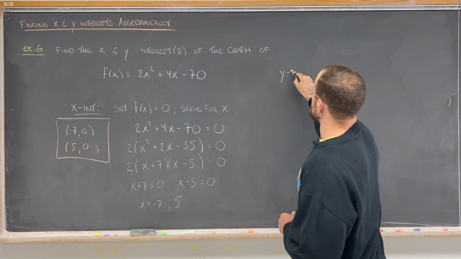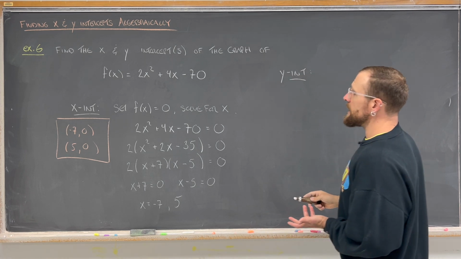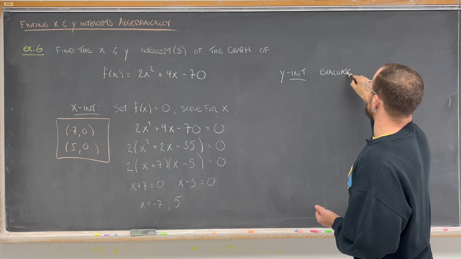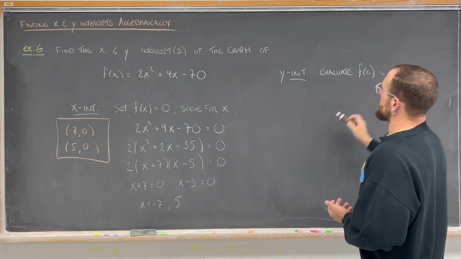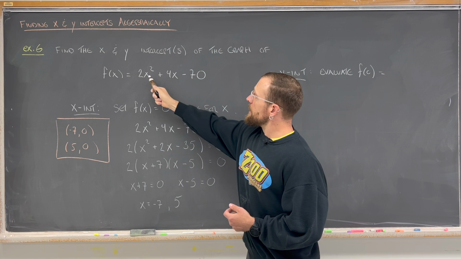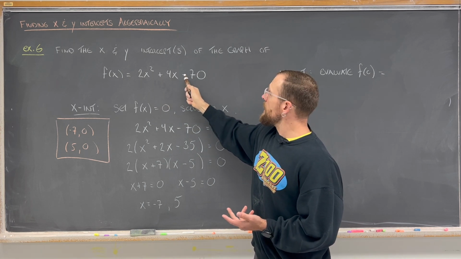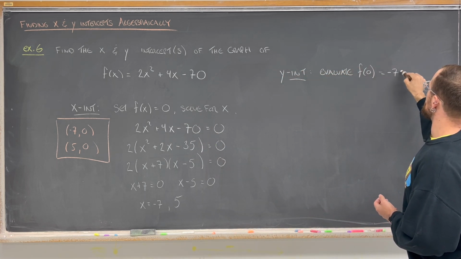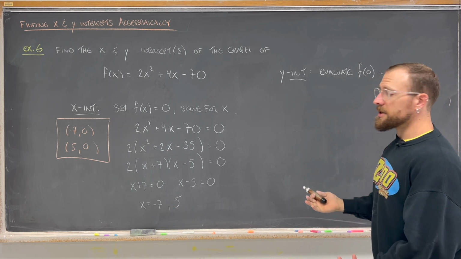Finding the y-intercept, there's only one y-intercept for the graph of a function, and it's very easy. We're just going to evaluate f of 0. In this case, that's pretty easy, and it usually is. 2 times 0 squared plus 4 times 0, that's all just 0, minus 70. So f of 0 is minus 70. So that's my y-intercept.